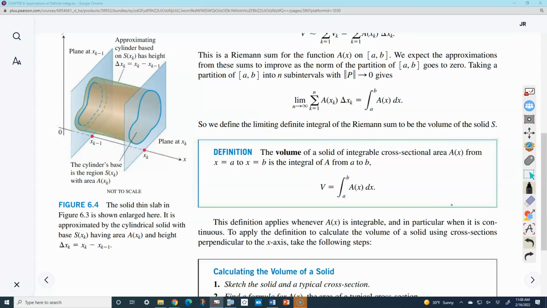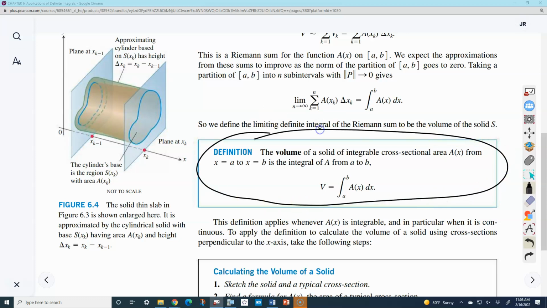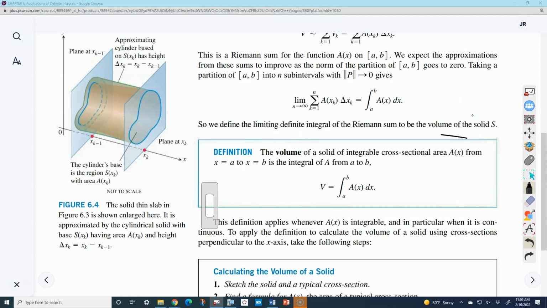So here's a more formal definition of the volume of a solid with a cross-sectional area A of x. Notice that the cross-sectional area is not a constant. It is a function of x. In other words, it can change as x changes. And that's how we can do lots of different looking kinds of solids.